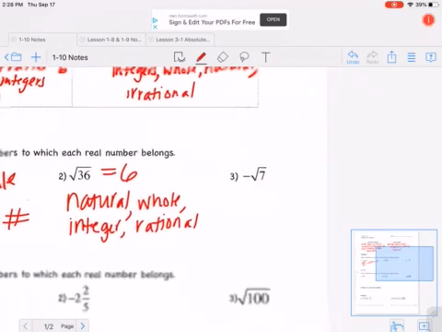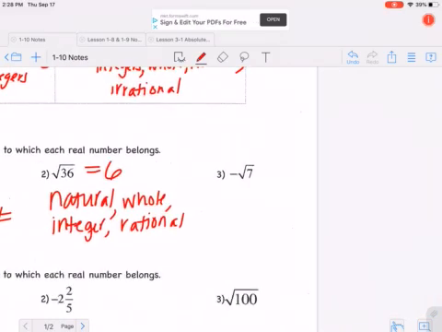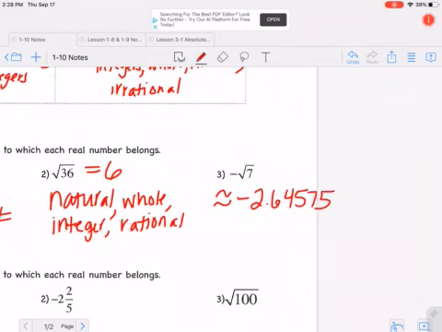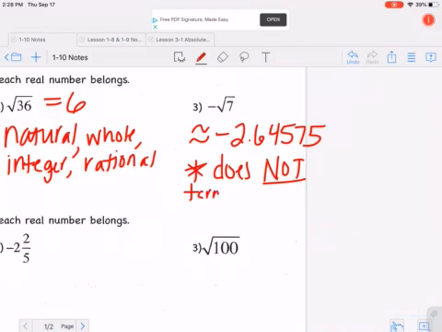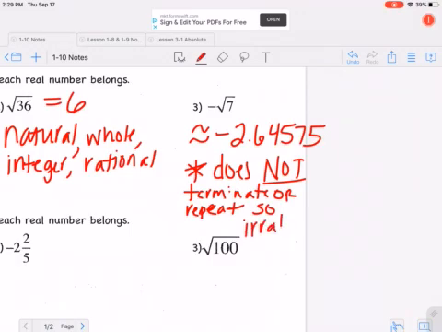Okay, so now I have the negative square root of 7. You may have to use your calculator for this one, because the answer is about negative 2.64575, and it's going to keep going on and on. The biggest thing to note here is that it does not terminate or repeat. So irrational is your answer.